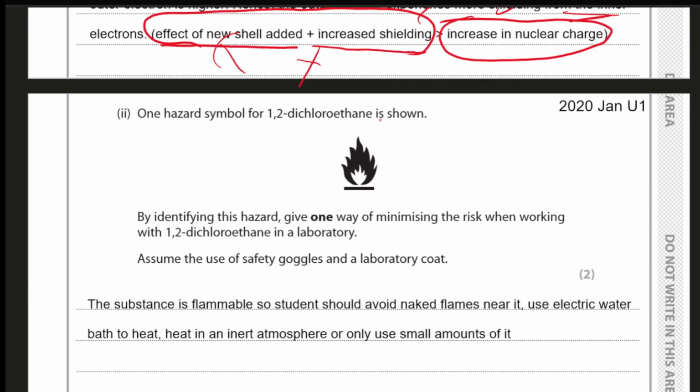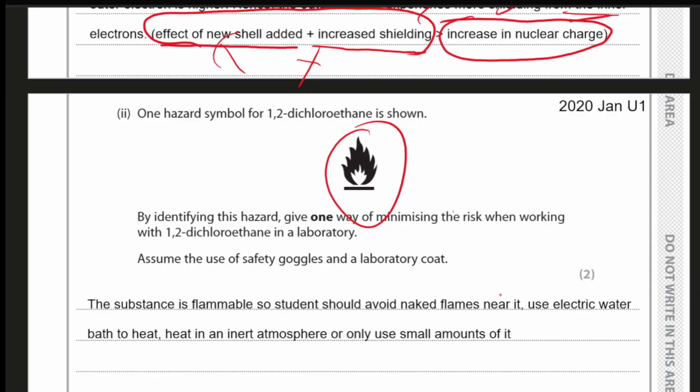Again, one hazard symbol for 1,2-dichloroethane is shown. By identifying this hazard, give one way of minimizing the risk when working with 1,2-dichloroethane. Now, this hazard symbol means that the substance 1,2-dichloroethane is flammable. So if you bring 1,2-dichloroethane near a fire, it may cause an explosion by catching fire. To minimize this risk, the student should avoid naked flames near it, meaning they should not keep any source of fire or flames near 1,2-dichloroethane.